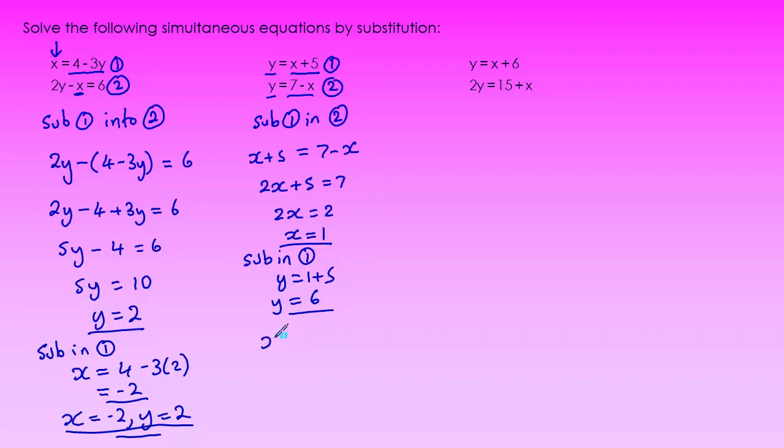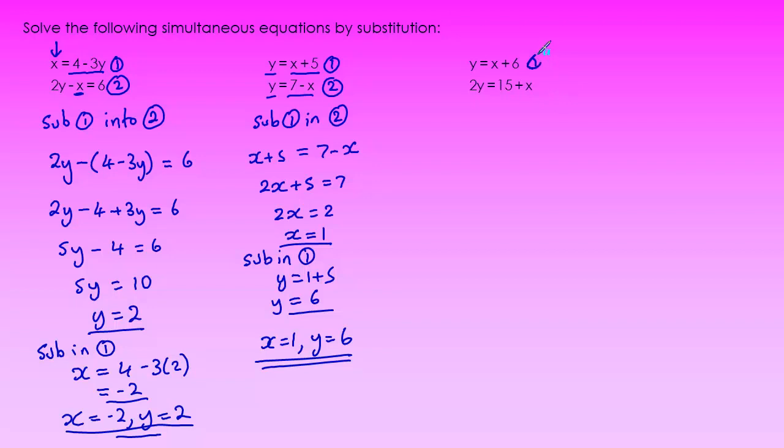So our solution is x is 1, y is 6, and of course we should be able to verify that by substituting into the other equation, the one that we didn't use, just to make sure it works.